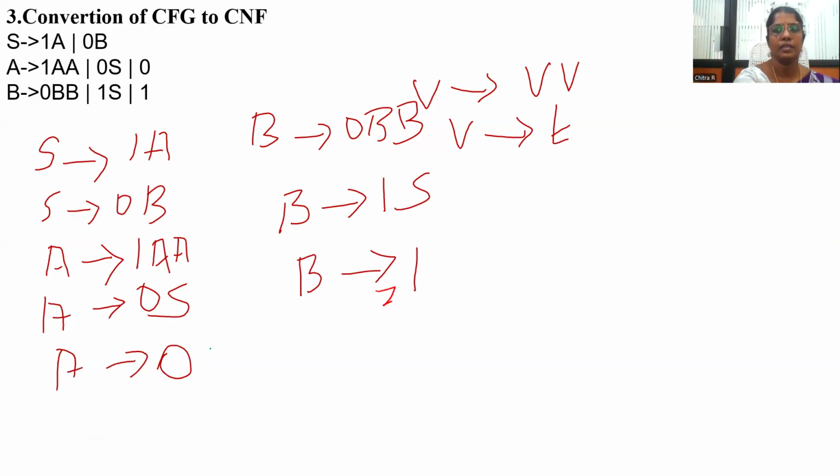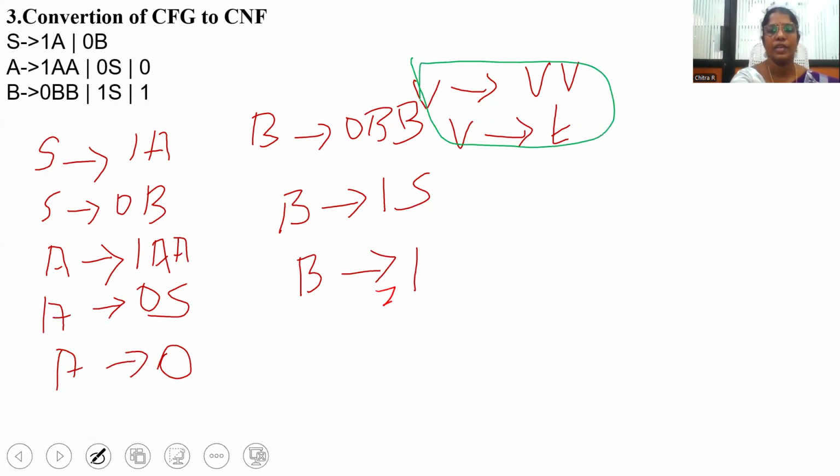Consider here, this is our syntax. A tends to BC, with only two variables. Or a variable tends to terminal. A tends to 0 is in the form of variable tends to terminal. B tends to 1 is also in the form of variable tends to terminal. So we should not bother about these two productions, but we will change all the other productions.